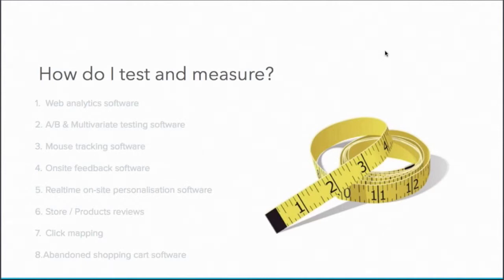Then there is on-site feedback software. On-site feedback software basically asks people questions on your site or in your online store. So you can, for instance, show a pop-up screen and ask customers why they are not making a purchase. So examples of this software are Usabilla, and Qualaroo is also a really well-known company.